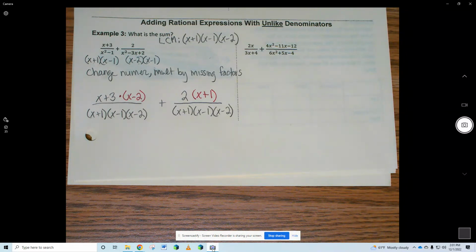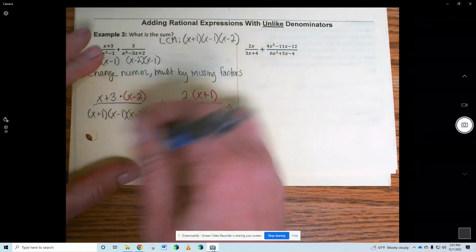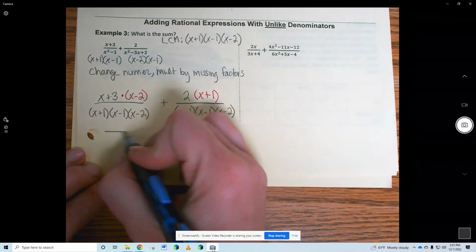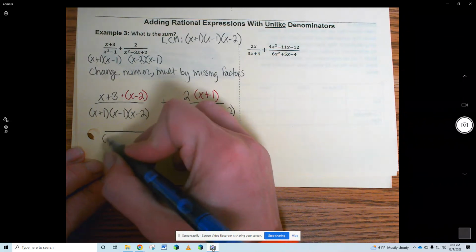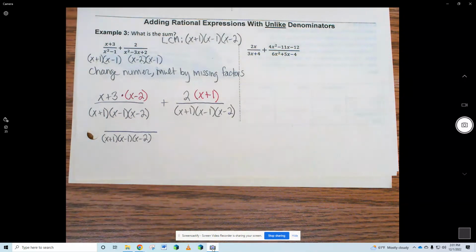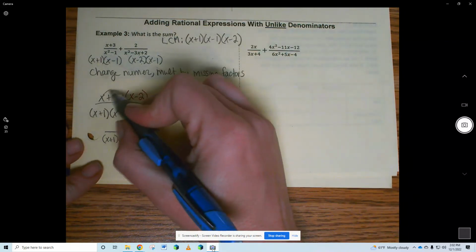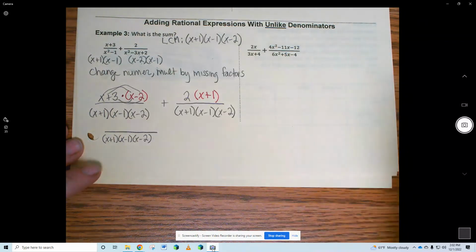Okay. Since I now have a common denominator, I'm going to write one fraction with my common denominator. Let's save space. x plus 1, x minus 1, x minus 2. Now I'm going to simplify the numerators. I've got to FOIL, combine like terms, get everything together. So go ahead and FOIL, double distribute, and let's write down our new numerators.